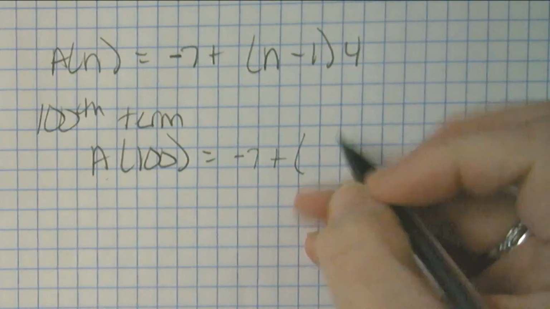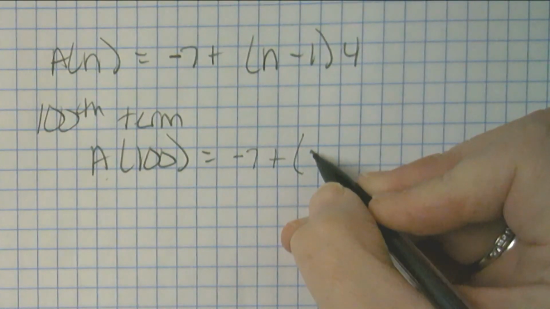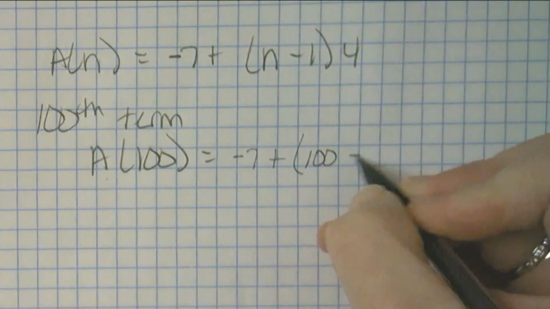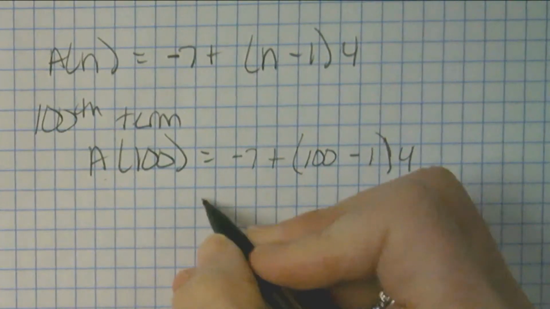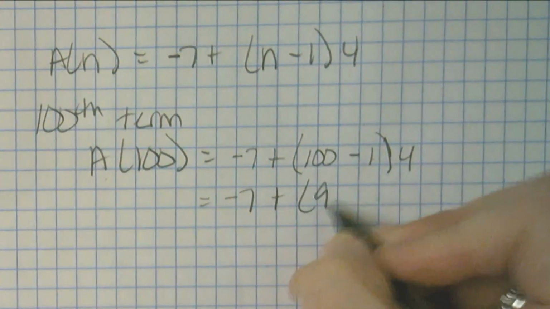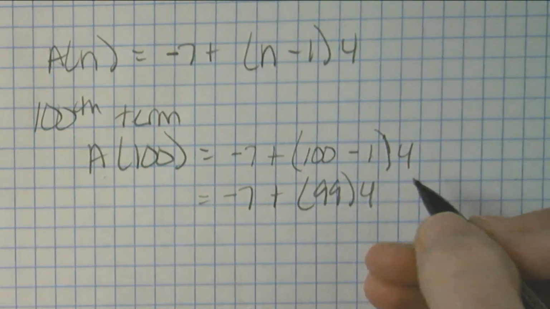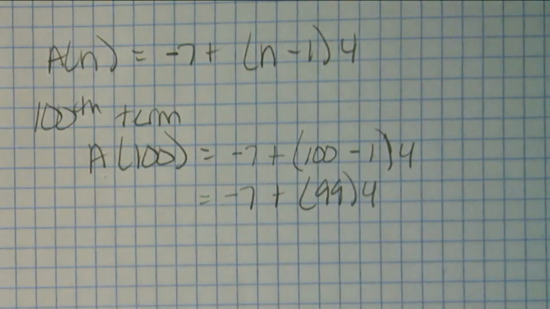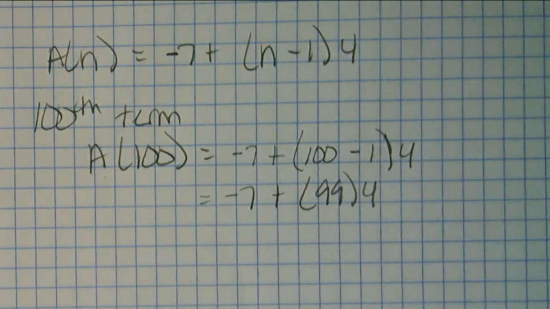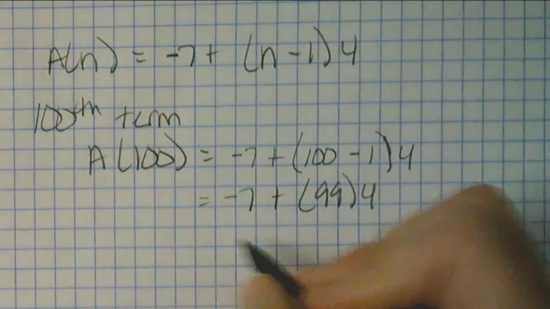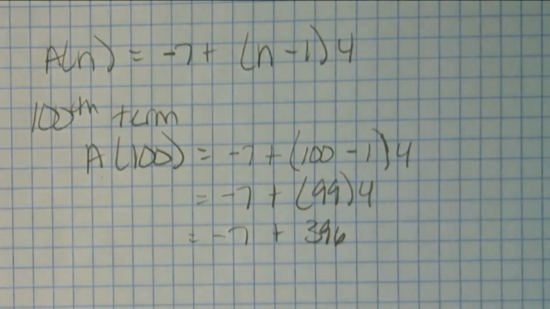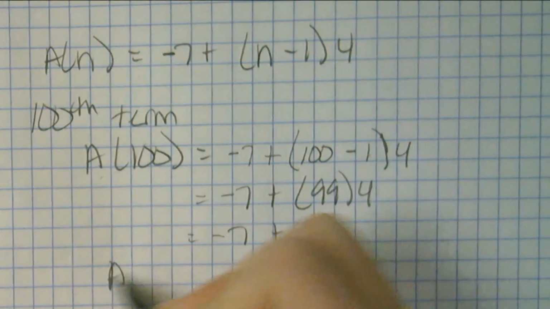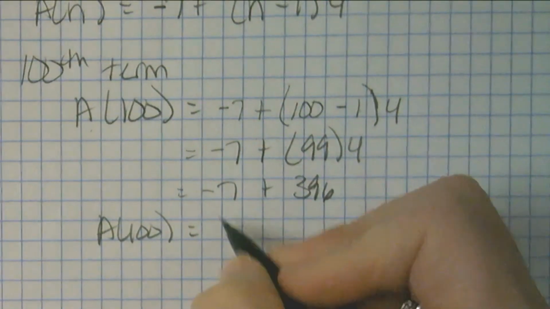Well, how did you get 99? So 100 minus 1? Yep. Times 4, right? So all of you do that math. So I have negative 7 plus 396. Is that what you guys got? What did you guys get for your 100th term then? Colin, what'd you get? 389.